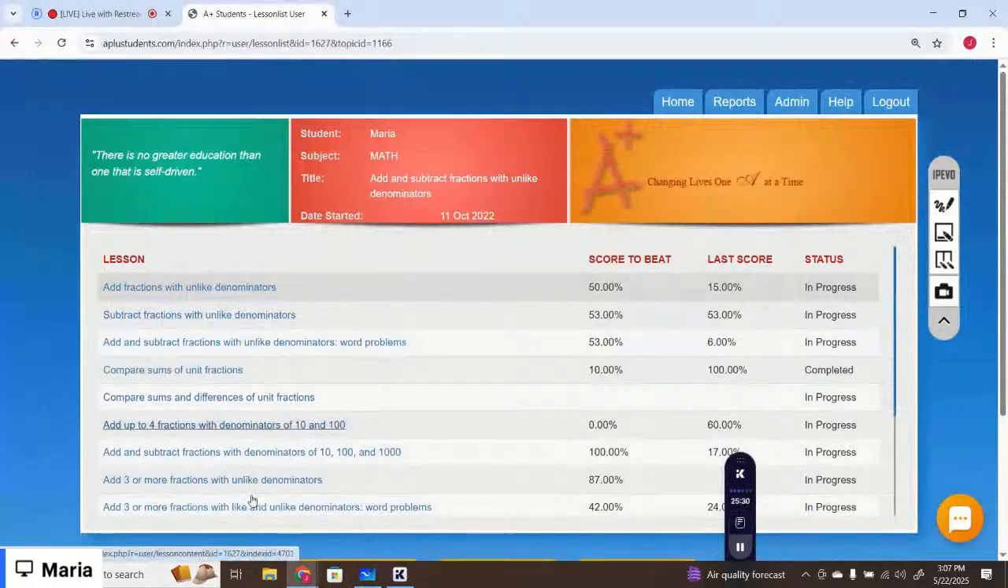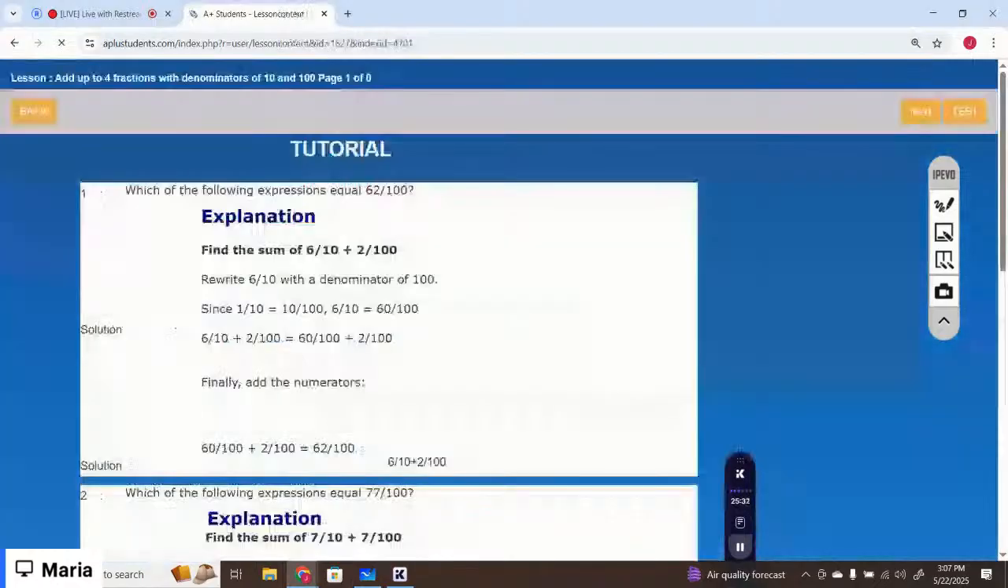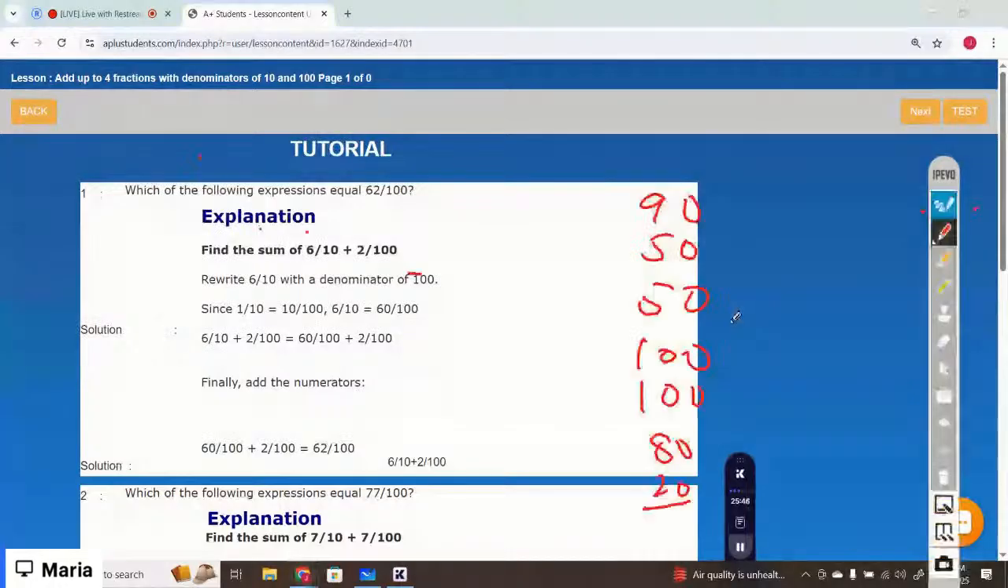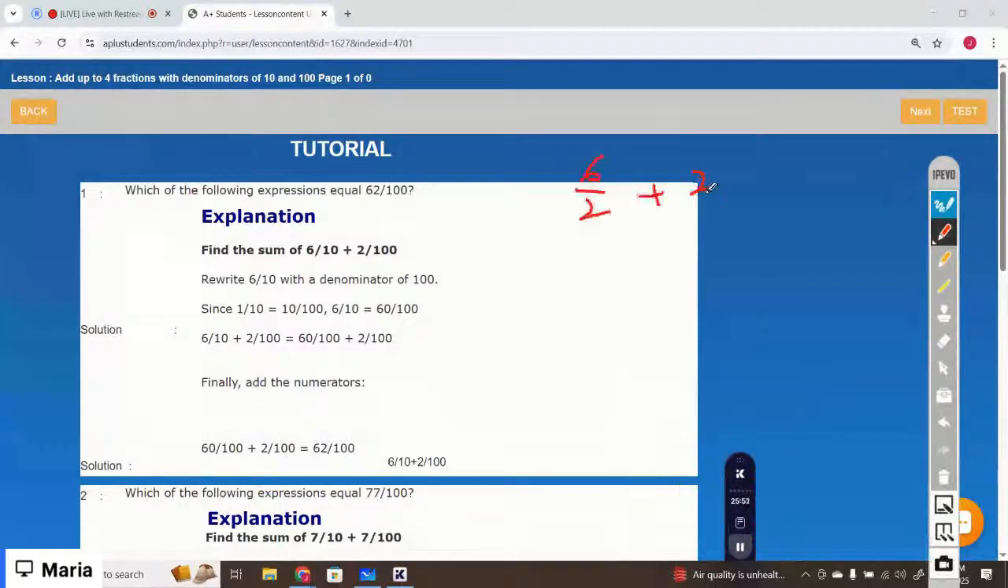Okay, the next one is add up to four fractions with denominators of 10 and 100. Let's repeat the first example, that is which of the following expressions equals 62 by 100. So we are given 6 by 10 plus 2 by 100. So how do we add 6 by 10 and 2 over 100?